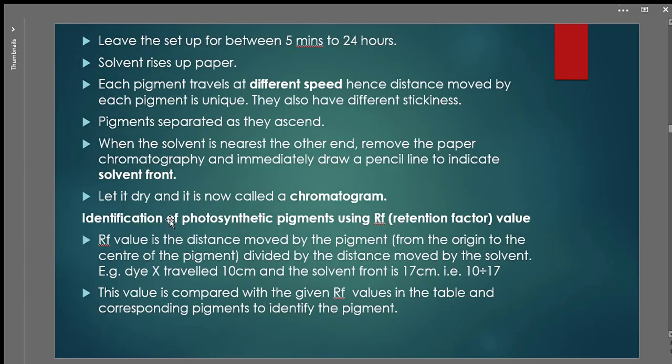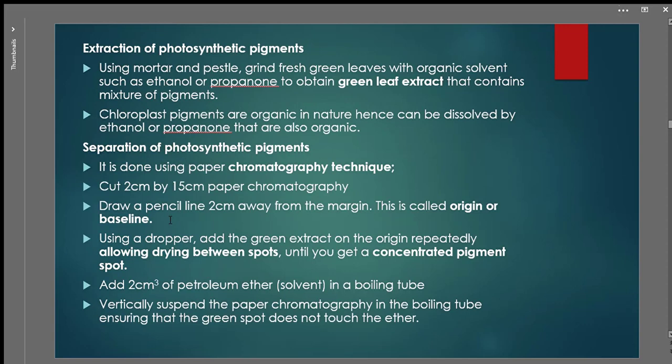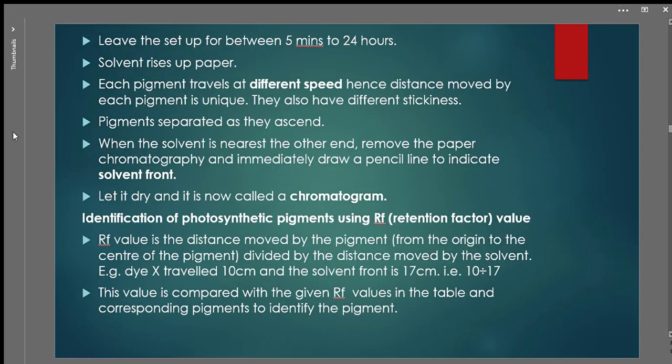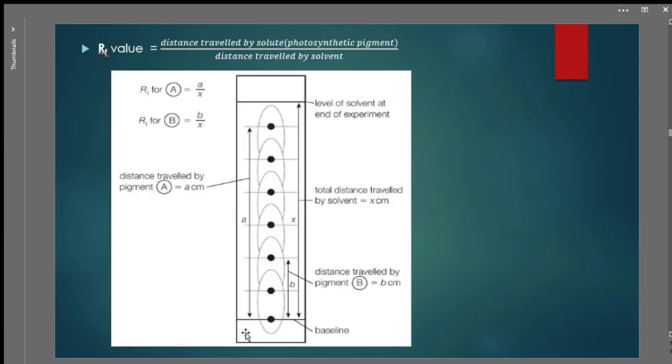Now, once you have allowed it to stand in the petroleum ether solvent in a boiling tube, you vertically suspend the paper chromatography in that boiling tube, making sure that the green spot does not touch the ether. I think I've mentioned something on that. Then you leave the setup for 5 minutes to 24 hours. This will allow that solvent to rise up the paper. Remember, at this slide we said that the solvent is going to reach at this point.